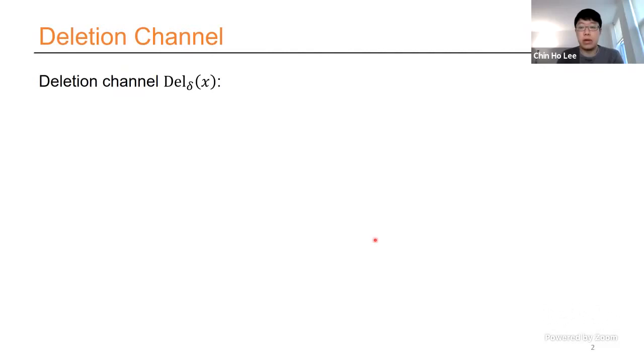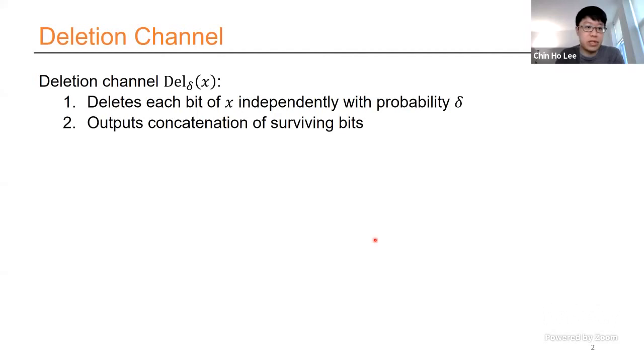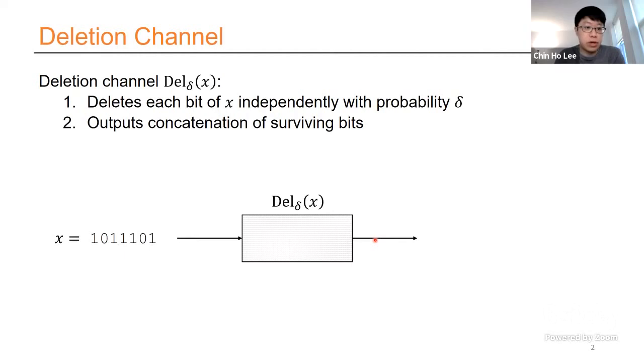So in this problem, there is a deletion channel that acts on a string X. What it does is that it first deletes each bit of X independently with some probability delta, and then it will output the concatenation of the surviving bits. So let me give you some examples here. For example, this is our X. And if we pass it to the deletion channel, then it may delete maybe the second bit or the fifth bit of X. And then it outputs the concatenation of these surviving bits, which in this case is 11101.